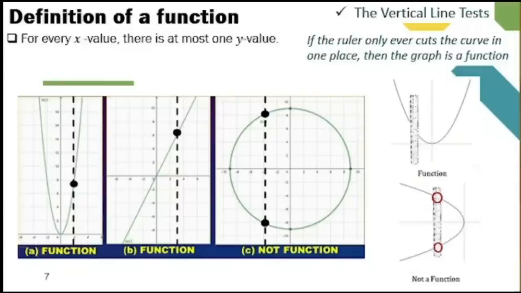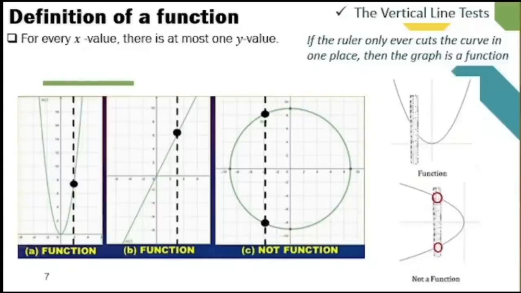So if I look at my first example A, if I put a ruler on my parabola, it only cuts the function in one place. So a parabola is a function. If I look at the straight line graph and I put a ruler vertical on the graph, it only cuts the graph in one place. So a straight line is a function. If I have a circle and I put a ruler vertically on the graph, it cuts the graph in two places. So a circle is not a function.